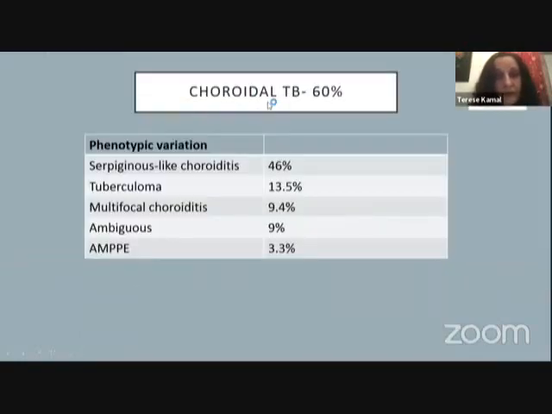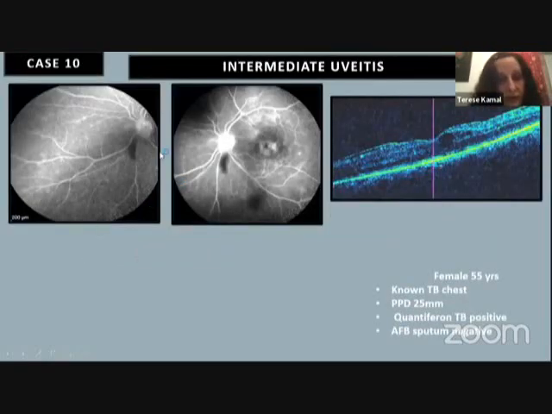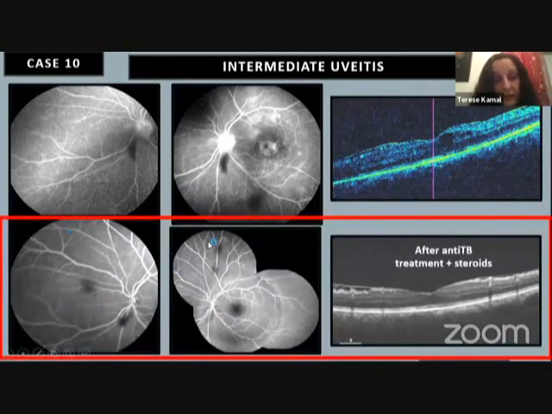And choroidal TB was found to account for 60% of the cases in the COT study, serpiginous in 46, tuberculoma in 13, multifocal choroiditis ampiginous in 9%, and MP in about 3% of the cases. I'll move on to intermediate uveitis, and intermediate uveitis could come in the form of vitritis with cystoid edema with areas of perivascular leakage. And this is a patient who was known to have chest TB several years back. The patient received anti-TB medications, and we can see that the perivascular leakage resolved, as also the vitritis resolved, and the macular edema also resolved.